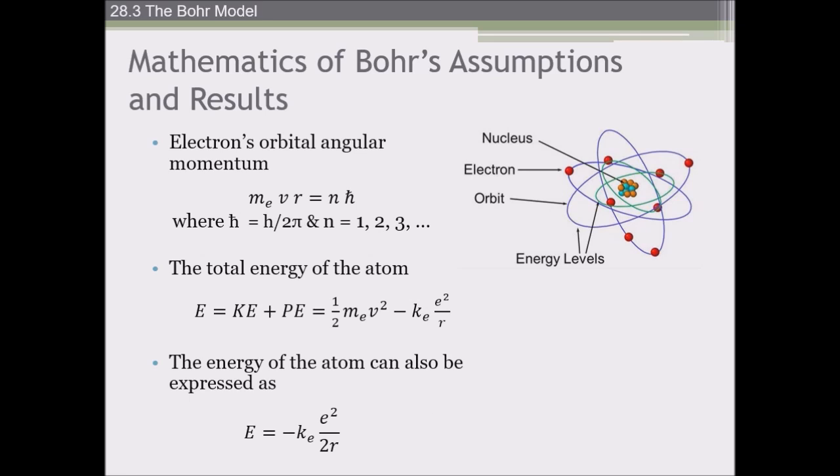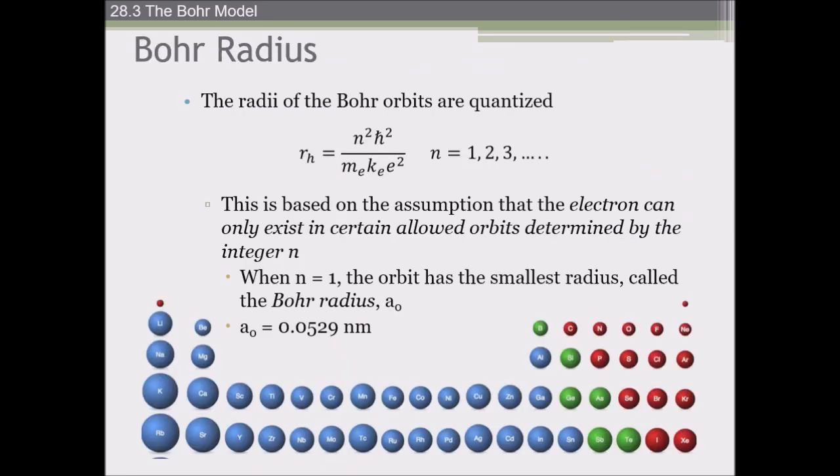So what are the ultimate results? The electron's angular momentum is the mass of the electron times its velocity times its radius, and that we're going to set equal to an integer times a constant. So we have a constant, h with a bar on it, which is simply the h we've seen before divided by 2 pi. The total energy of the atom is a combination of the kinetic energy and the potential energy, the same potential energy equation that we saw in chapter 15. And so if we combine those, the total energy state of any given electron is given by this equation.